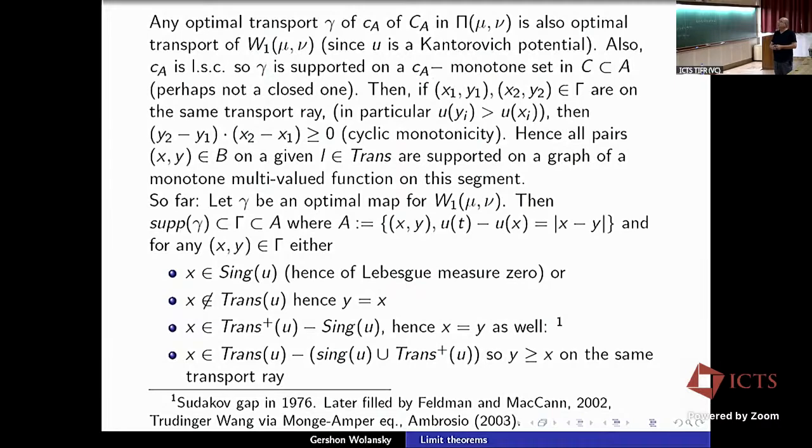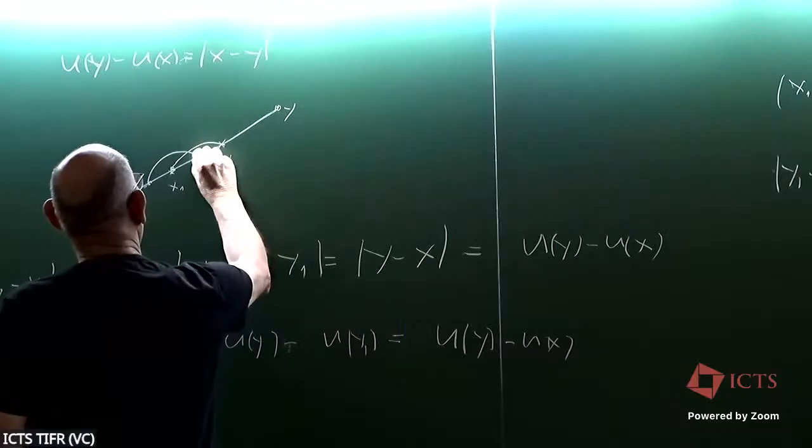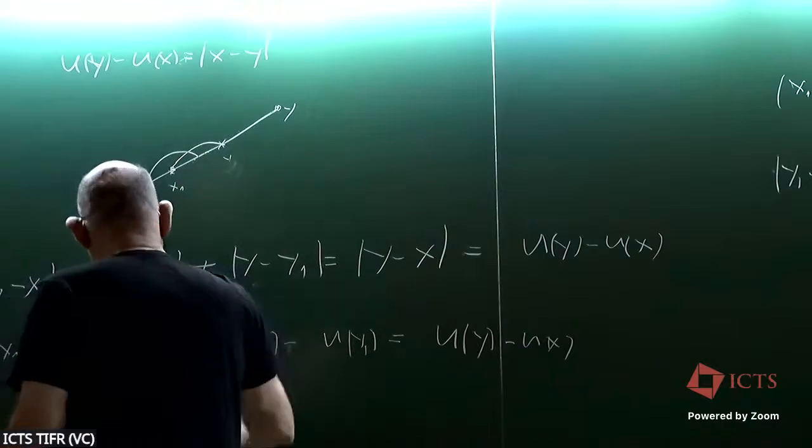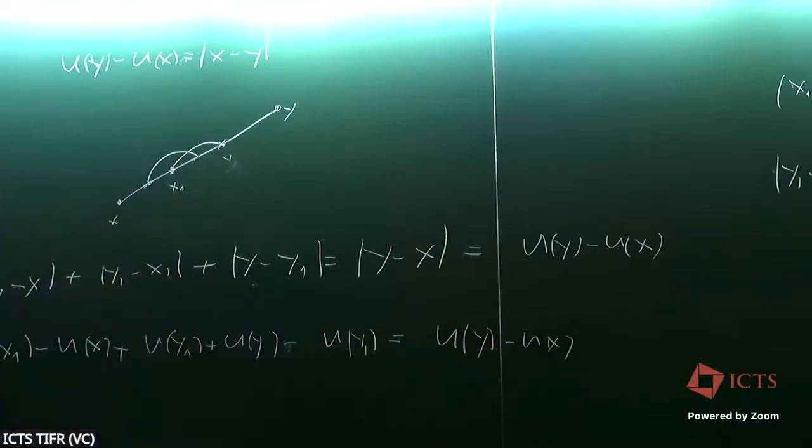So the image of this point, if this is the image of this point, then the image of any other point will fall before the image of the higher point. So this is actually like a monotone function on a line.